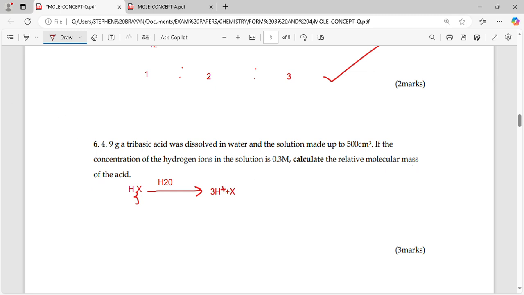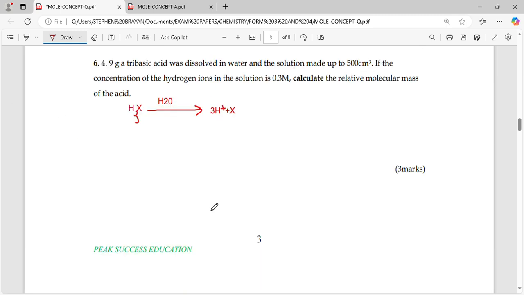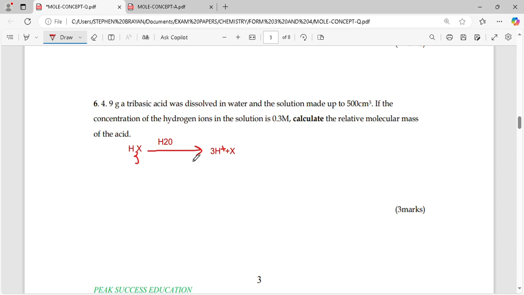Now I want you to look here very well. If you're told to calculate the relative molecular mass of the acid, you know, a tribasic acid, I said hydrogen is 3. That's when I wrote here 3, H3X. If you dissolve it in water, you get 3 hydrogen ions plus X. But you've been told here that this 4.9 grams was dissolved up to 500. That is very important for a tribasic acid. So the main reason you've been given this information here is because it is going to help you to get grams per liter.